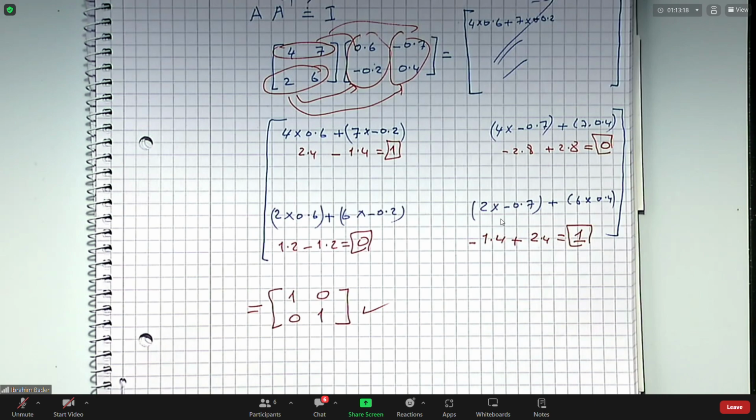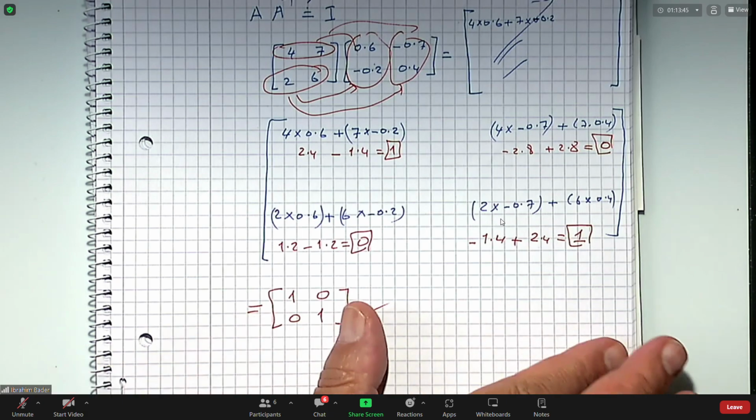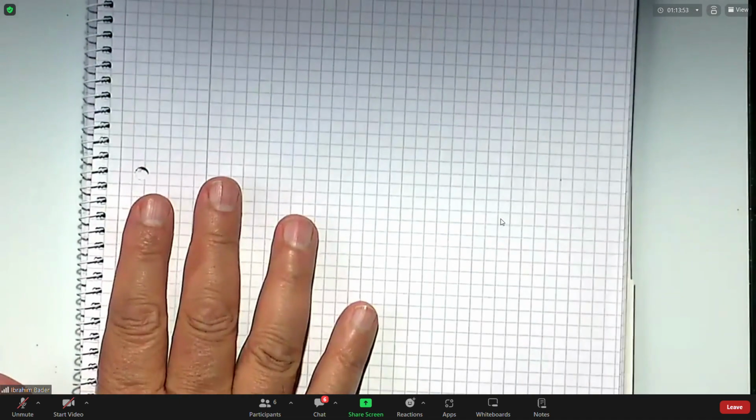Okay, so now evaluating the inverse in this environment, I'm talking about the matrices environment, is even more important because we don't have division, okay? We don't have division at all. So you multiply with the inverse to get rid of the number. So for instance, I will just show you why this is more important here.